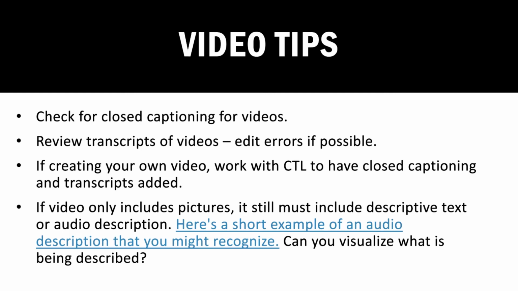If creating your own video, work with our CTL at Forsyth Tech to have closed captioning and transcripts added. Some software will create transcripts as you talk, but make sure it captures the right words. If using someone else's video, you may not have access to edit the information. If a video includes only pictures, it still must have descriptive text or an audio description. We recently had something similar on a TechLink announcement, where a video was added and only had pictures with music playing, but our CTL helped fix the issue.